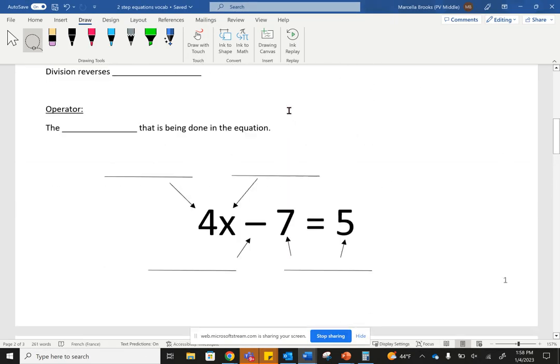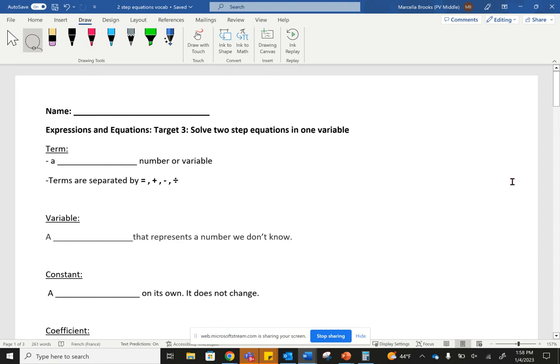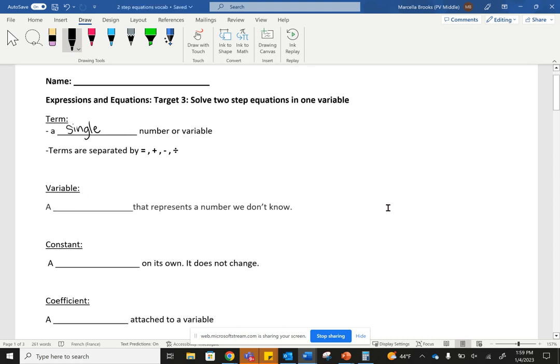Okay, so this is vocab for expressions and equations, target 3, solving two-step equations in one variable. So our first vocab word is a term. A term is a single number or variable. Terms are separated by an equal sign, a plus sign, a minus sign, or a division sign. So a term is pretty much the words in a number sentence. Each single number is a term. Each single variable is a term.